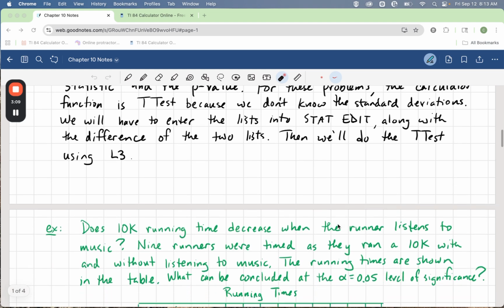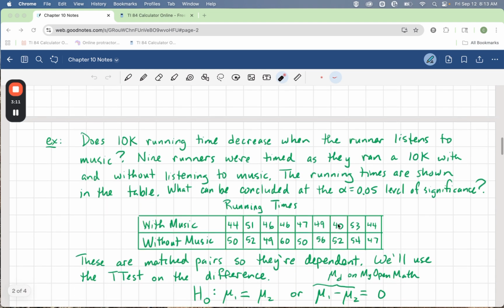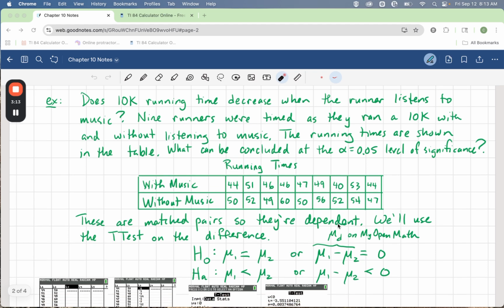Okay, so here we go. Let's do an example. Does 10K running time decrease when the runner listens to music? All right, 9 runners were timed as they ran a 10K with and without listening to music. So it's dependent because you're testing a runner without music and with music. All right, the running times are shown in the table. What can be concluded at the 5% level of significance?